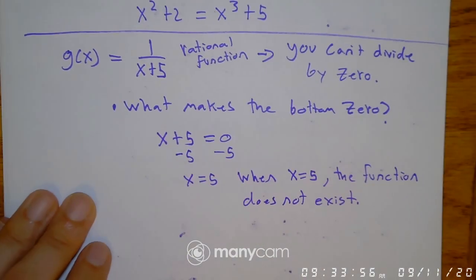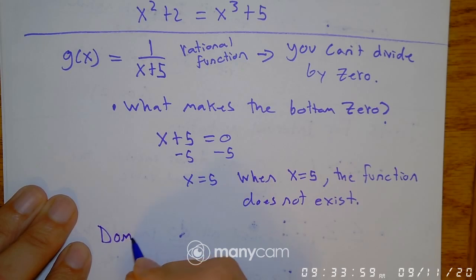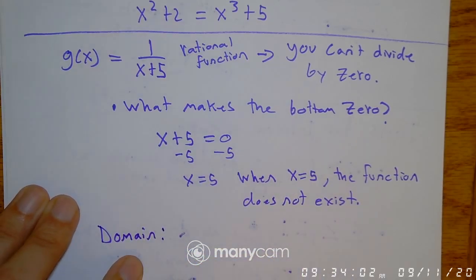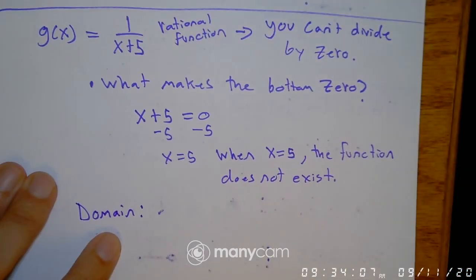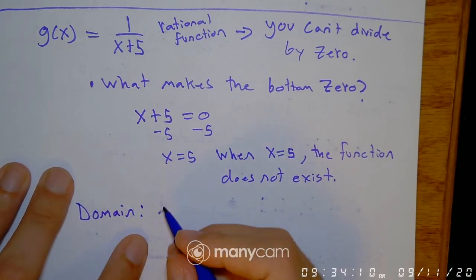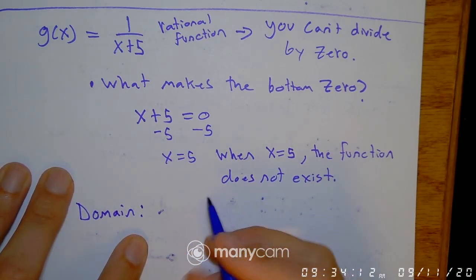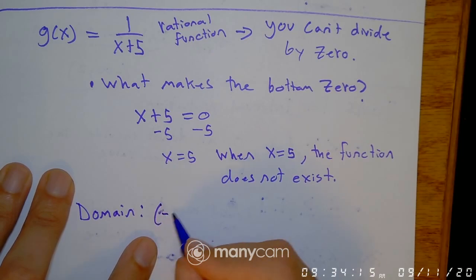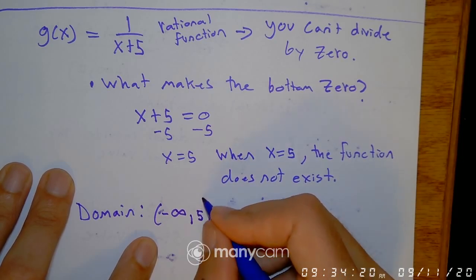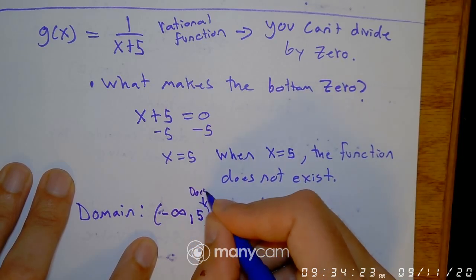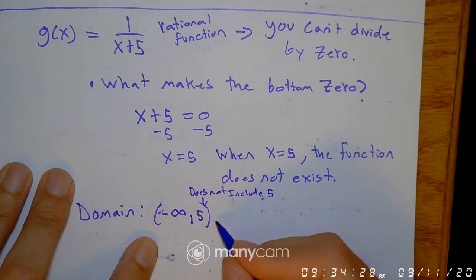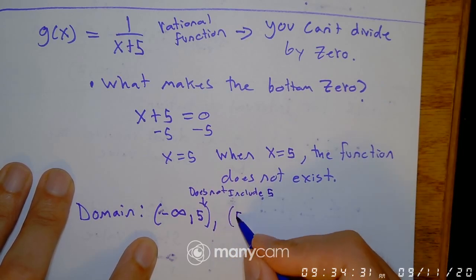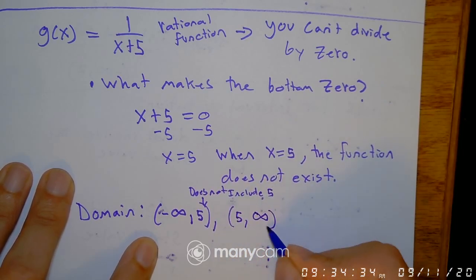Okay, so then when I'm going to write my domain, okay, if I'm using interval notation, then I would have to write 2 things. I would have to write from negative infinity to 5. You see how it does not include 5? And then I would have to go from 5 to positive infinity.